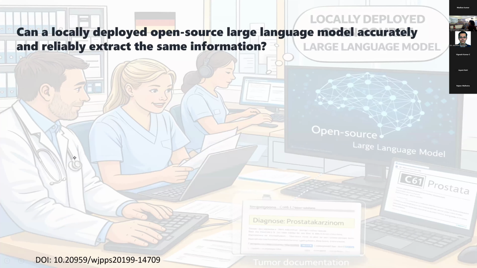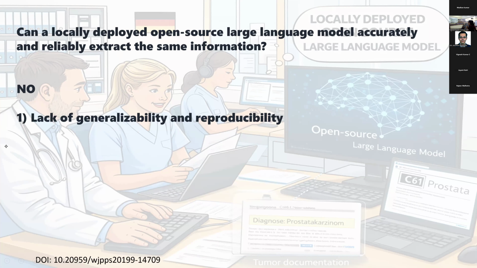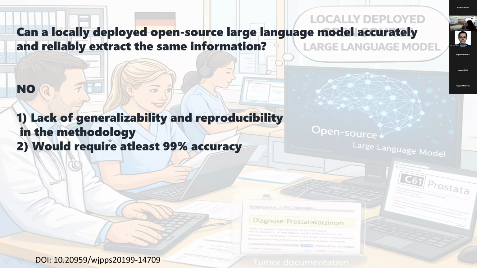So coming back to our question, can we use this model to rely on extracting the same information? In my opinion, it's no, for a few reasons. They have not disclosed the code and the settings of the model as such, which compromises the generalizability and reproducibility of the methodology. And I felt this would require at least 99% accuracy, because if we say something like 90%, 10% of what you're coding is wrong, I thought it's a gross error.